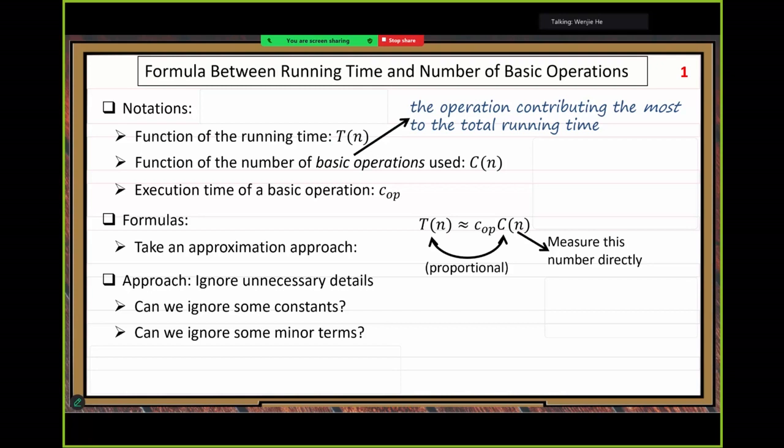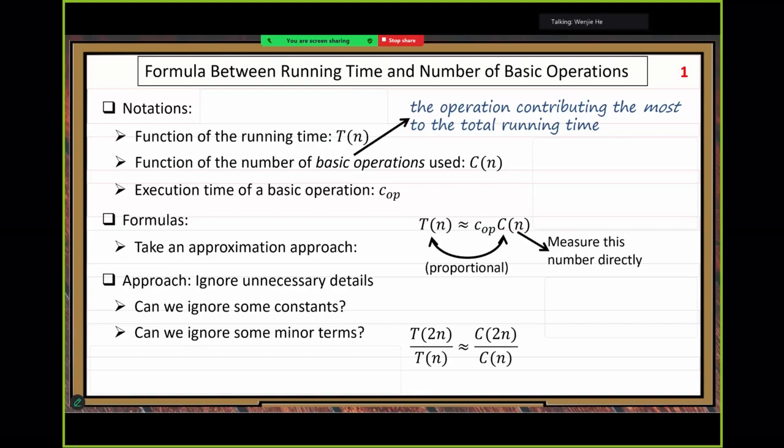So if you take the leading term to represent the whole function, can you ignore the remaining minor terms? Yeah. So these two questions, we need to look at.